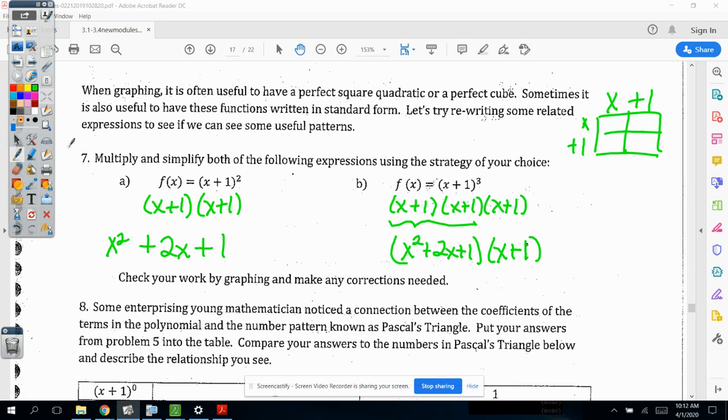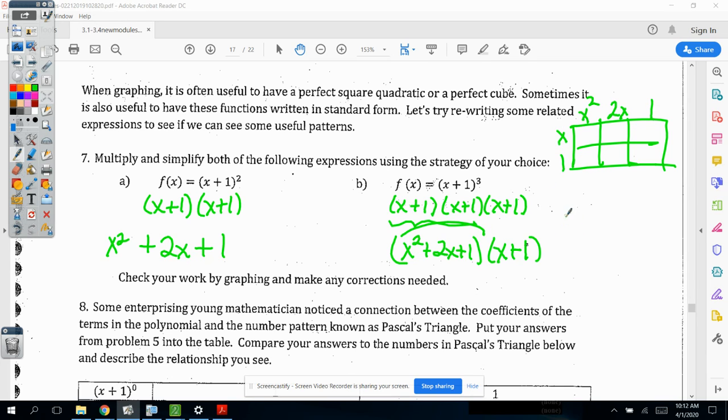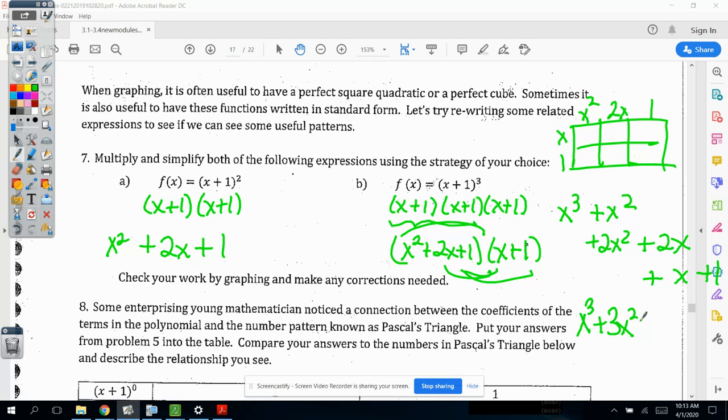So if you were going to do the box method here, you would have to make a third row to your box. I'm going to triple distribute, but you could do it this way if you like that better. This will be x cubed plus x squared. Next guy would be plus 2x squared plus 2x, and then plus x and plus 1. And I stacked mine up the way I did for like terms purposes. You don't have to do that. x cubed plus 3x squared plus 3x plus 1.